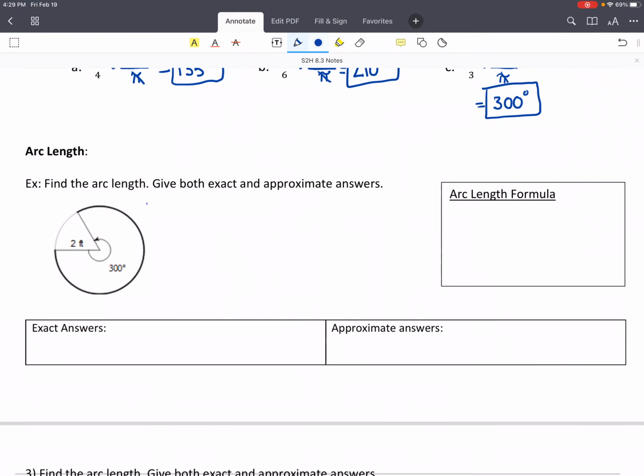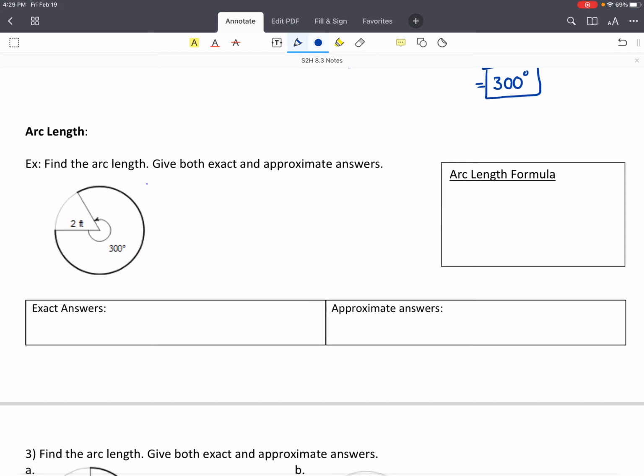So next we're going to talk about arc length. Arc length is the length of an arc, which sounds really dumb to say that way, but arc length of arc. So that should be in inches, centimeters, meters, stuff like that. Arc measure is what we've been dealing with, and it's the degree measurement of the arc.